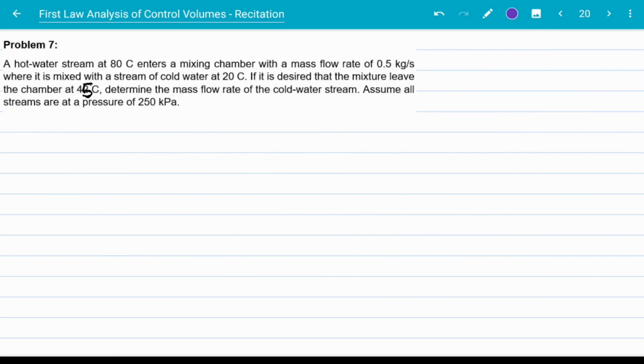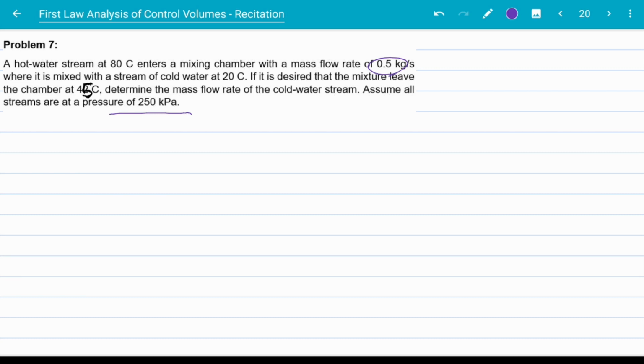Okay, problem 7. We have a mixing chamber. A hot water stream is entering with 80 degrees Celsius with a mass flow rate of 0.5 kilograms per second. And a stream of cold water also enters with a temperature of 20 degrees Celsius. We don't know its mass flow rate. We know that the final mass flow going out of the mixing chamber has a temperature of 45 degrees Celsius. The problem says that all the streams have the pressure of 250 kilopascals, and we are asked to find the mass flow rate of the cold stream.